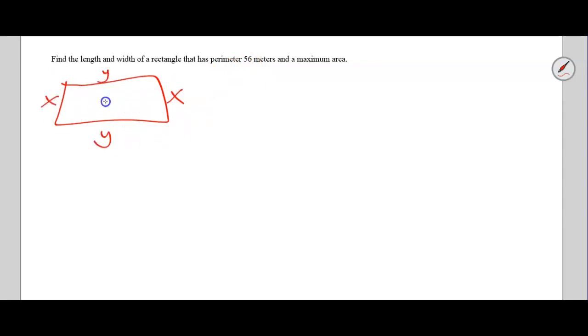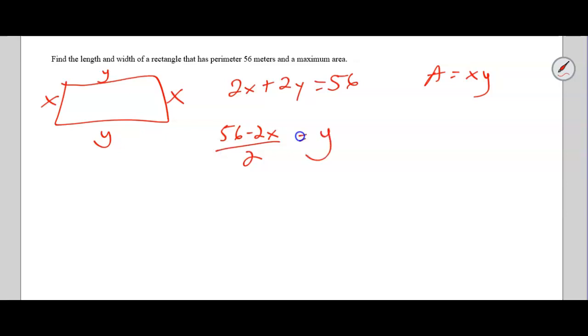So we know it has a perimeter of 56, which means if I add x plus y plus x plus y, it'll give me 56. So in this case, 2 x's plus 2 y's equals 56. And then it says find the maximum area. So we need to isolate y. Subtract 2x, and then divide by 2, and then y is now by itself. That's our secondary equation. We take that and plug it in over here.